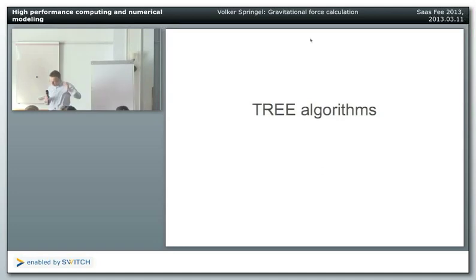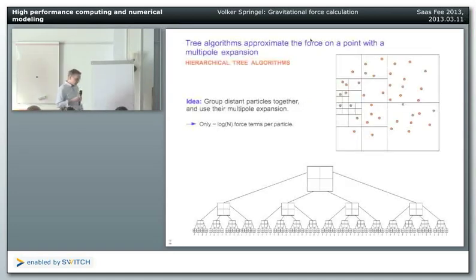That's also a real space technique, and tree algorithms are also very widely used. And here you do something different. You entertain the concept of a hierarchical multipole expansion. So you use what's often called a hierarchical tree algorithm. So how does this work?